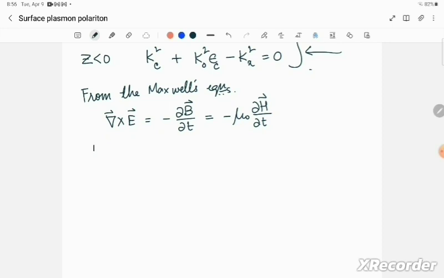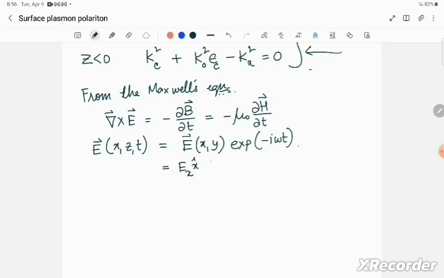Please note that the way we have defined the electric field, it is a function of x and z and time, right? And this we can also write as some E, which is a function of x and z, and the time part is nothing but exponential minus i omega t. Now if I look into it as the components, it is basically Ex, Ey and Ez, and that is exactly what we are going to solve.